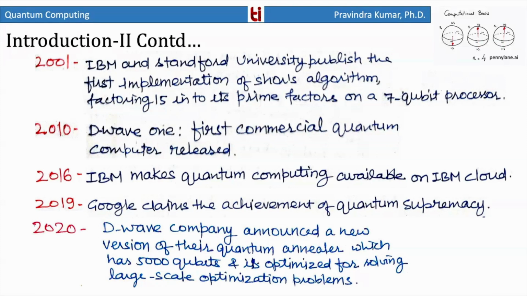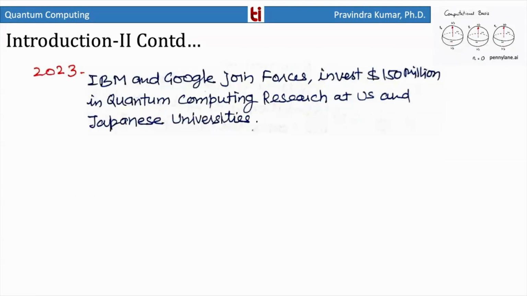Quantum annealing is a special case of adiabatic quantum computing used for combinatorial optimization problems, for example, finding the minimum of a function. In 2023, IBM and Google joined forces to invest around $150 million in quantum computing research at US and Japanese universities.